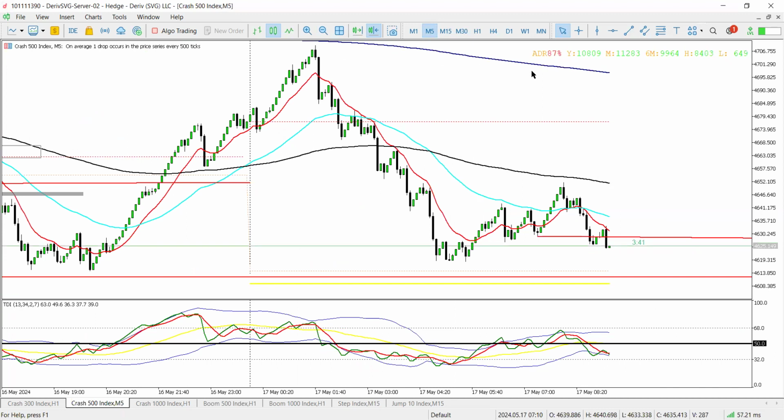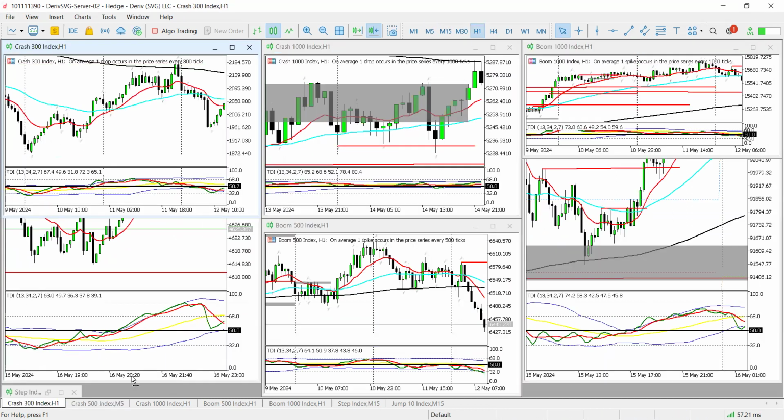Okay, I'm just executing the trades on my phone, so kindly be with me. Okay, so we've got two positions running on C500. That's the only setup which we have at the moment.